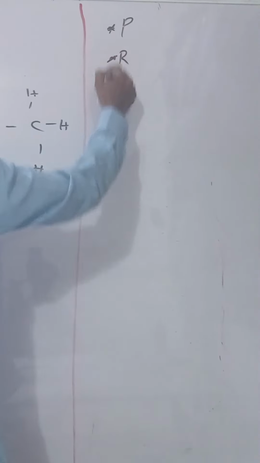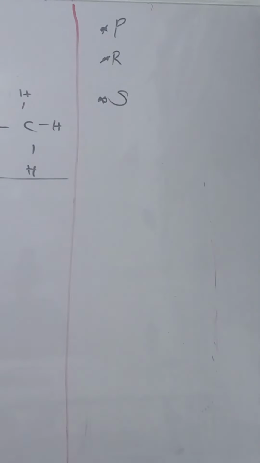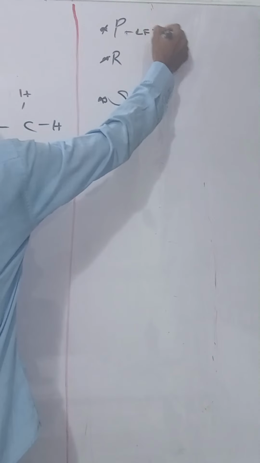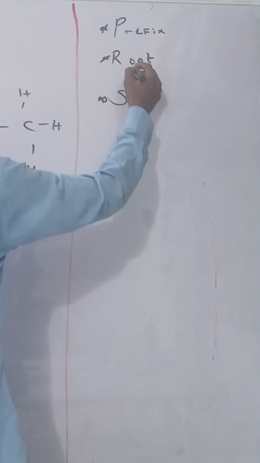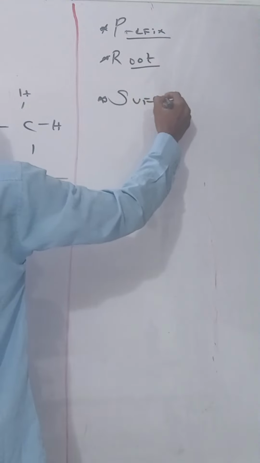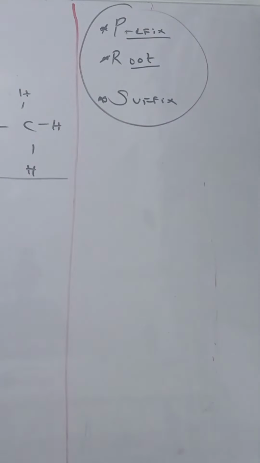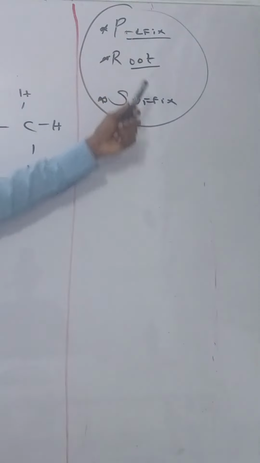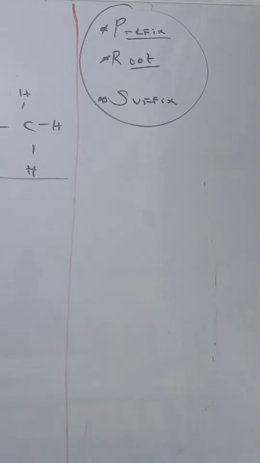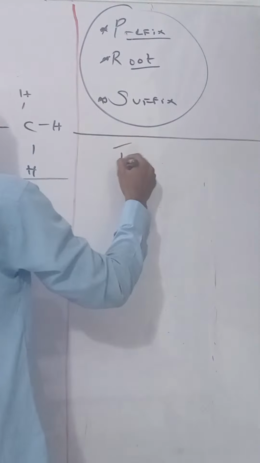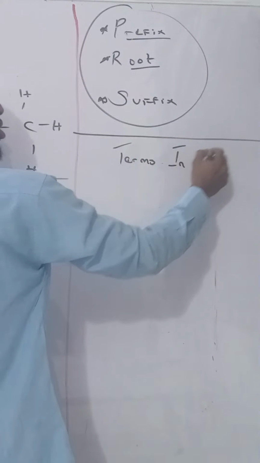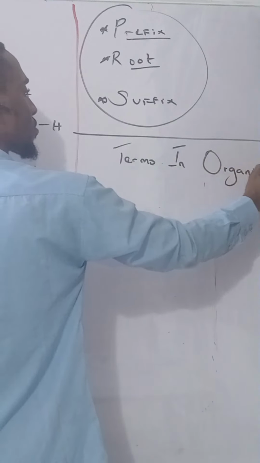PRS. If you understand these three things, you understand how to name organic compounds. Now, what does each of these mean? P goes as prefix, R goes as root, and S goes as suffix. That's enough of these three parts I created to name organic compounds. Before we treat prefix, root, and suffix, let us treat one thing: terms in organic chemistry.